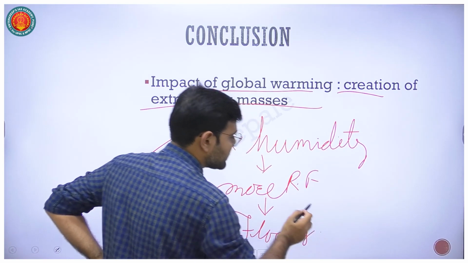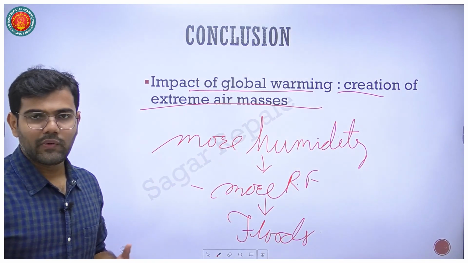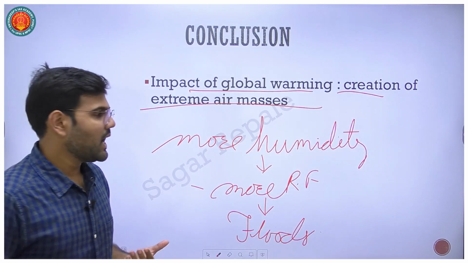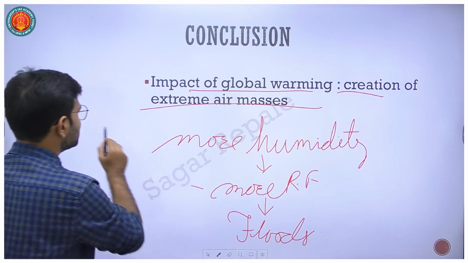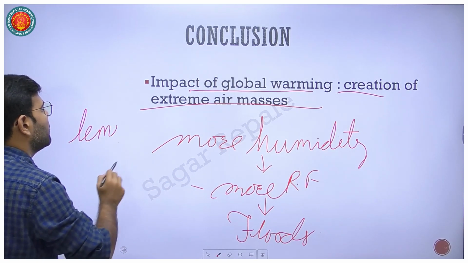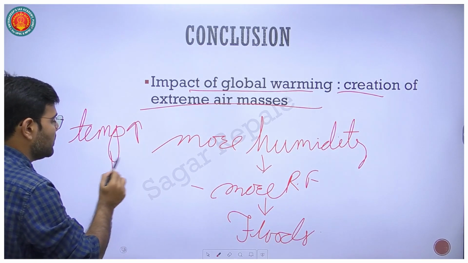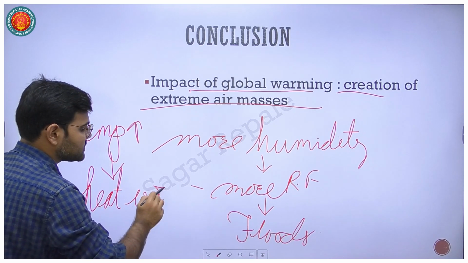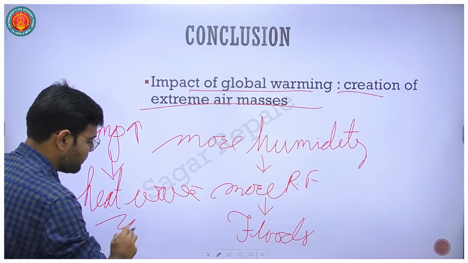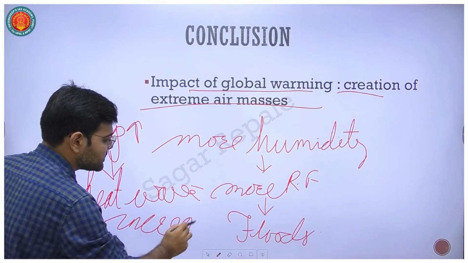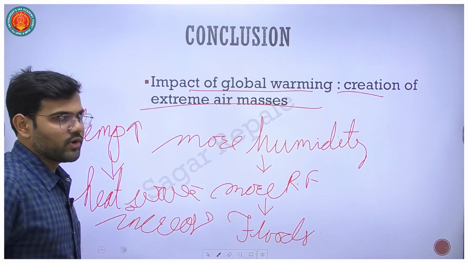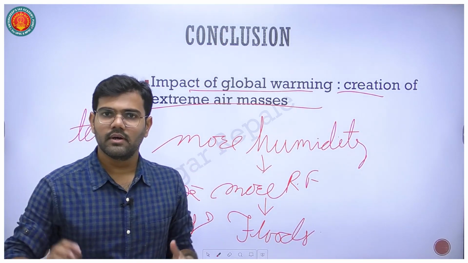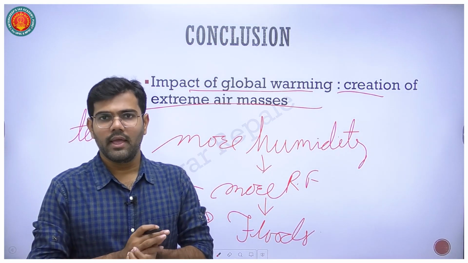Or on the other hand, you can write about the warm continental air mass, for example Sahara air mass, where the temperature is more. When the temperature is more, the chances of heat waves increase. So in the conclusion, in short, you can write the impact of global warming on air mass.